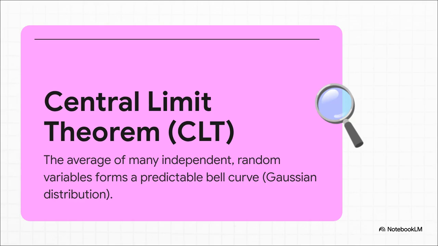The idea behind the classic CLT is actually beautifully simple. It says that if you take a whole bunch of random, independent variables, and that word independent, I can't stress this enough, is the absolute key to the whole thing, and you average them out, the distribution of those averages will almost always form a perfect, predictable bell curve.